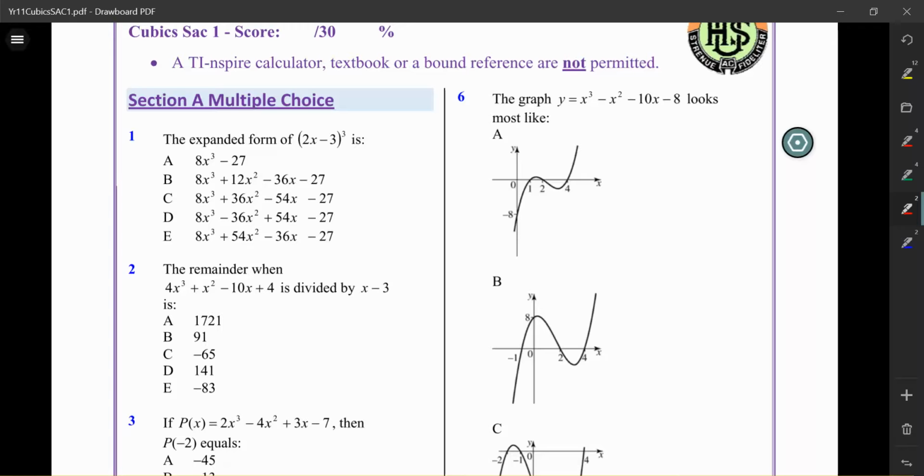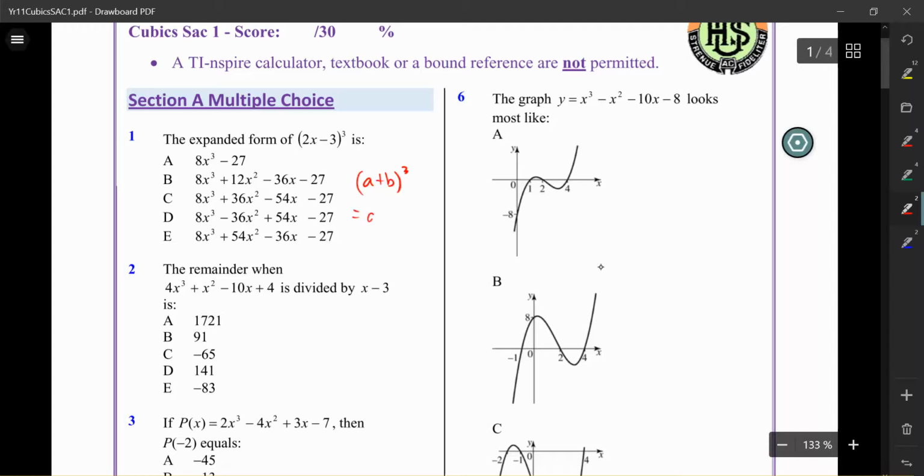Expanded form of (2x minus 3) cubed. Now, yes, you can do this by hand. In exercise 6a, you learnt the formula (a plus b) cubed is equivalent to a cubed plus 3a squared b plus 3ab squared, and then plus b cubed. One way to remember it is the a's will drop down in power, so 3, 2, 1, and then 0, whereas b's become 0, 1, 2, and then 3. Yeah?